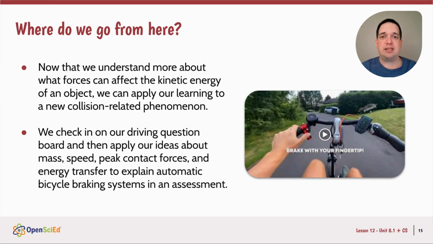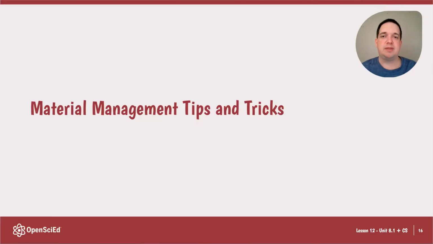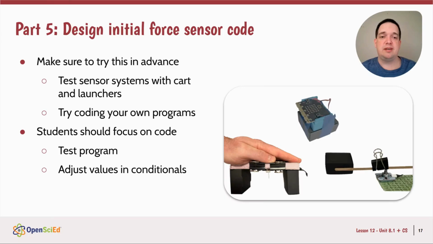All right, after this lesson, as I said, there's an assessment coming up next. Now that we know a lot about forces, kinetic energy, mass, speed, peak forces, energy transfer, all that stuff, we're going to ask the students to apply it to a new situation. There's a bicycle with an automatic braking system, and we're going to see how well they can handle that using this information.